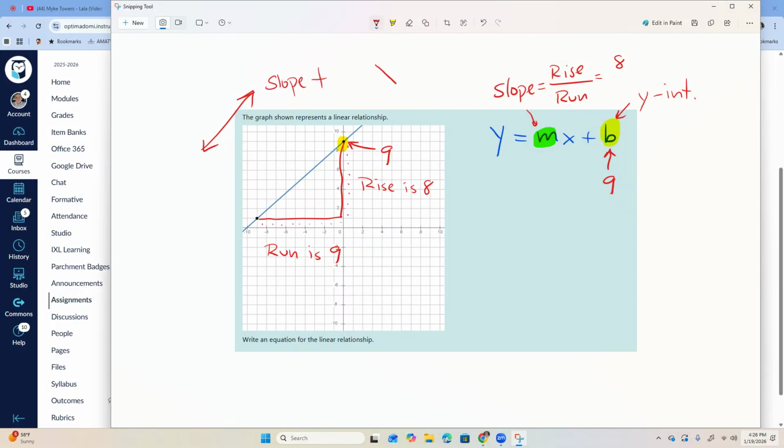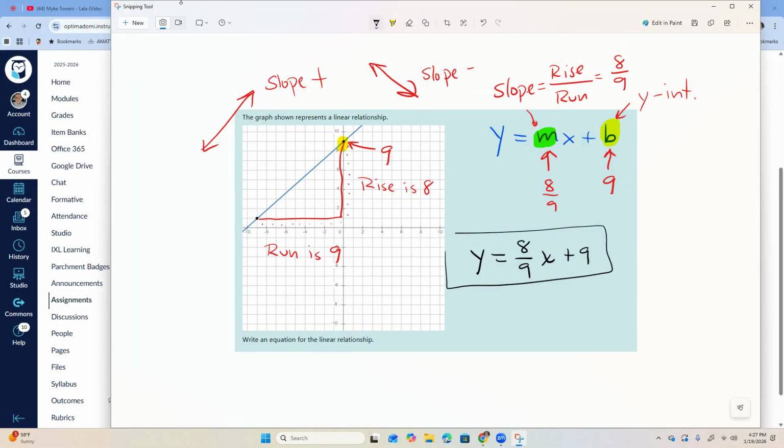Okay. When the line is going like that, the slope is negative. In this case, problem number 3, the line is going up, so the slope is positive. So the rise is 8, the run is 9. So I'm going to replace the m here with 8 over 9. So what will be my final answer? My final answer is the equation y equal 8 over 9x plus 9. And that's how you find the equation of the line.